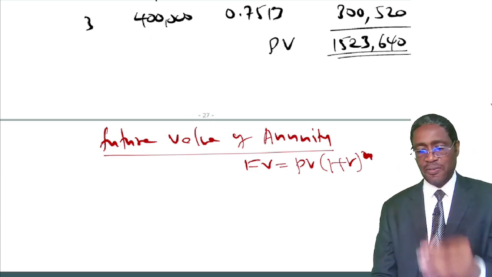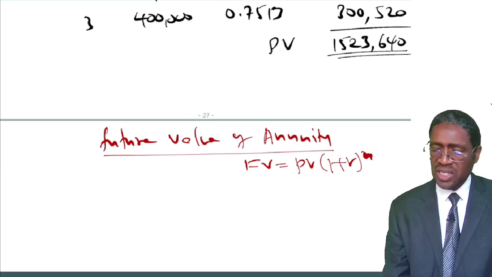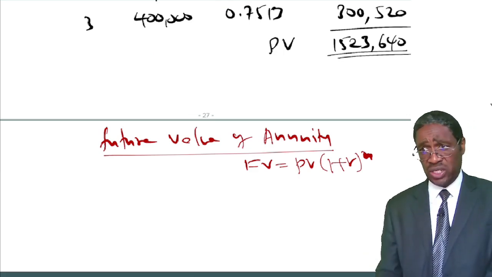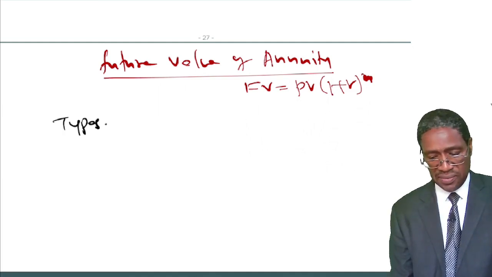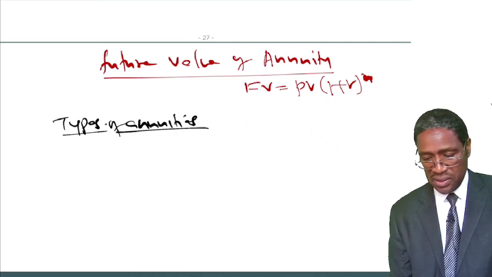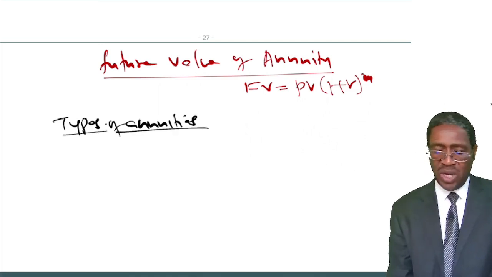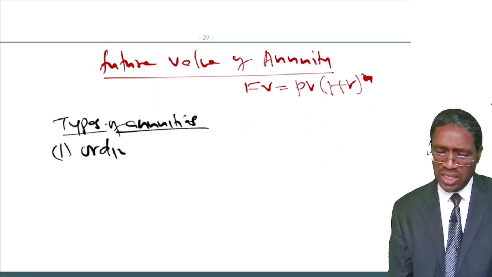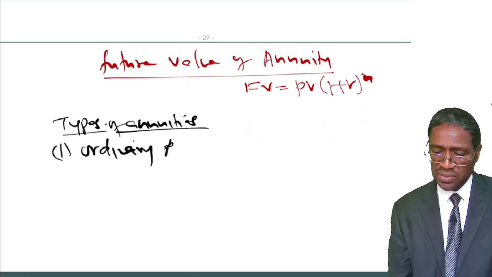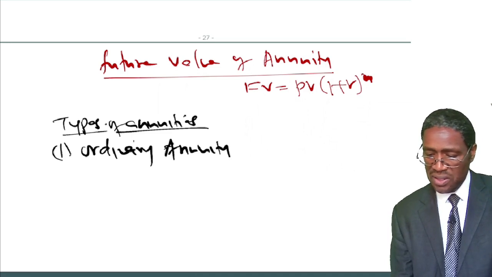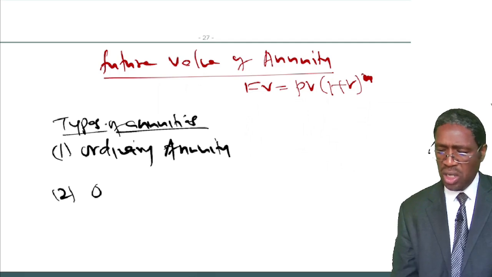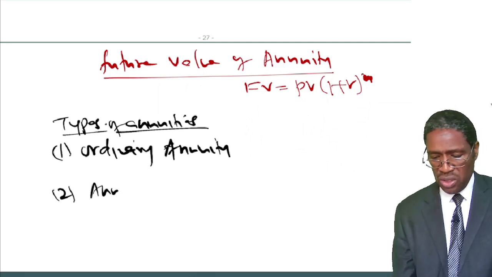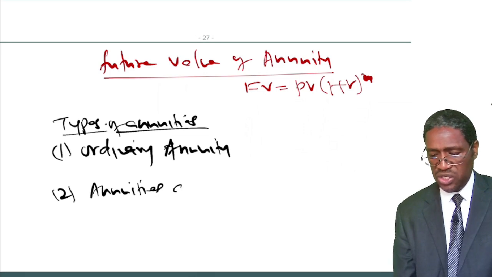Now, before I give you the formula, there are different types of annuities. We have two types. There is one type we call ordinary annuity. And number 2, this is what we call annuities due.